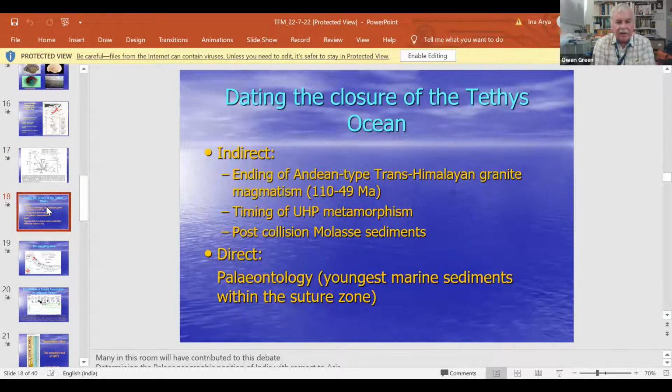Okay, so now we've seen how useful some larger benthics are. Let's have a look at what we were doing in the closure of the Tethys Ocean.